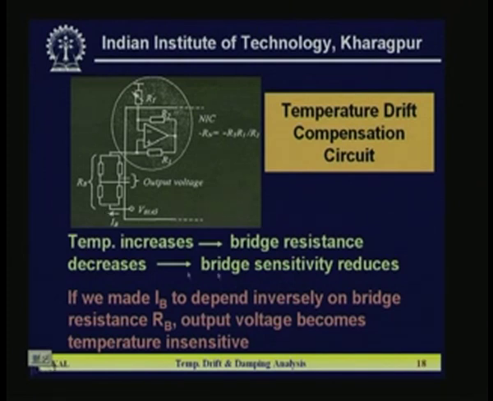And how to make IB insensitive? That is taken care of by a circuit technique, shown at the top, where the total resistance is given by RT R1 by R2, and RT is a value which you can control externally depending on the available input data.